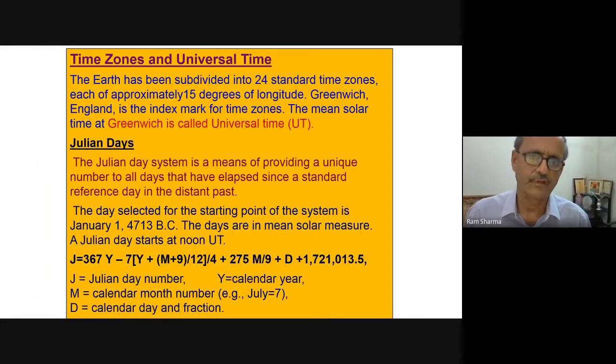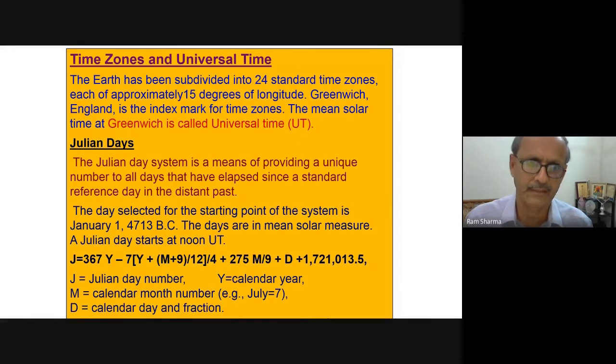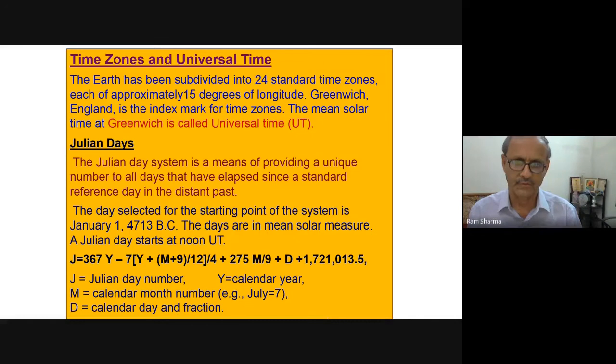Time zones: we know there are 24 time zones and Greenwich. And one important thing is the Julian date, because this number is needed whenever we do calculations in orbital dynamics. A simple formula is given over here. It is measured from 1st January 4713 BC, from noon. The Julian date starts at noon of universal time, and these are all in universal time.